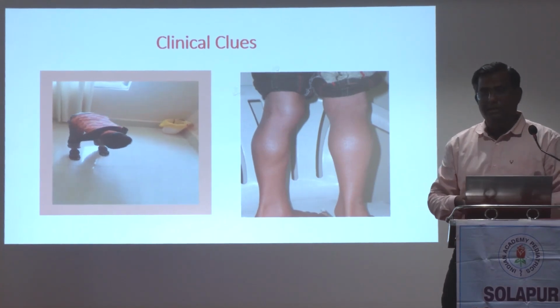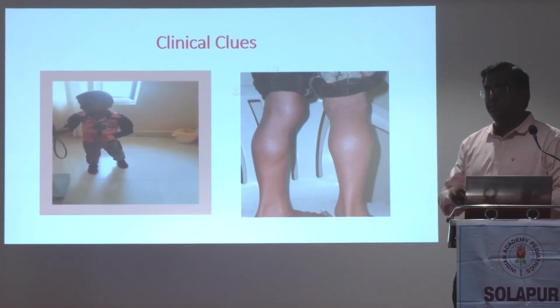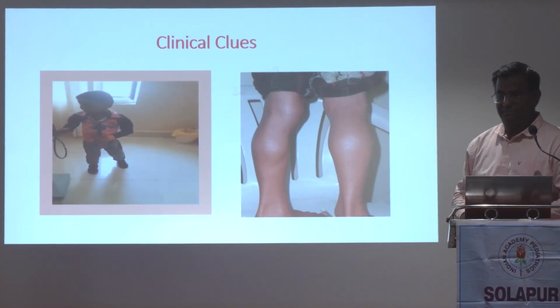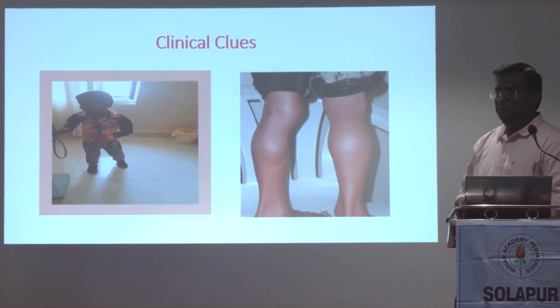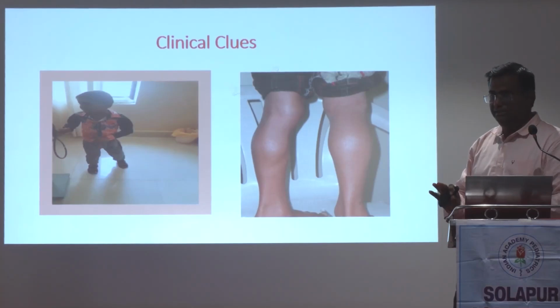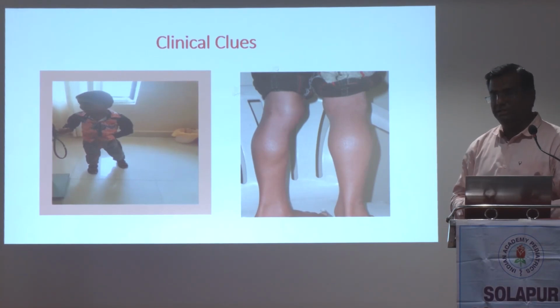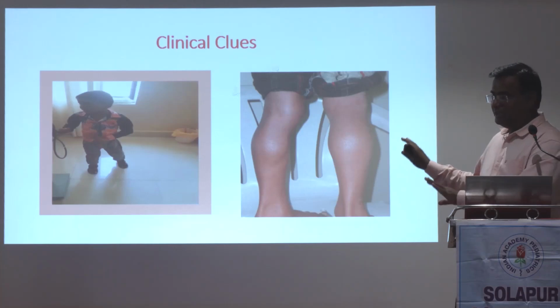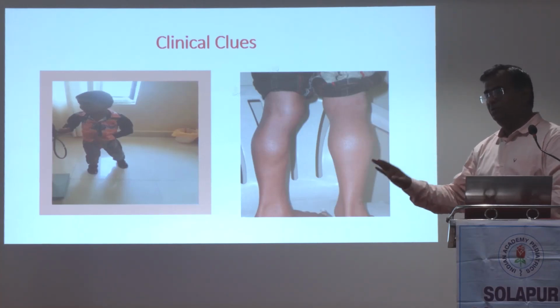Apart from DMD, are there any other conditions that can give a positive Gower sign? Suppose this is a female child. Then what will be the diagnosis? What will be the possible diagnosis? This is X-linked DMD, so it can occur in the male child only. But suppose this is a female child and she has a positive Gower sign. Then what will be the conditions?